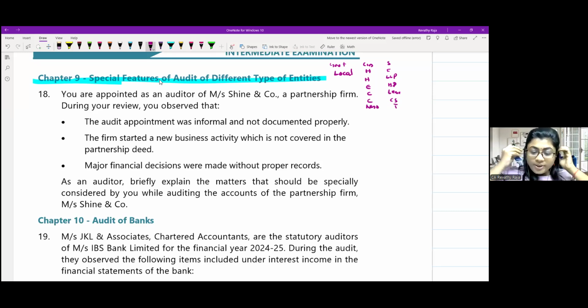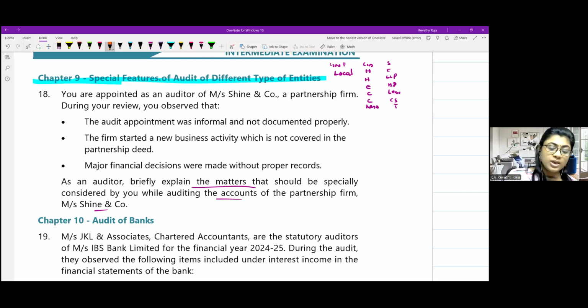You are appointed as the auditor of Shine and Co., a firm. During your review, you observed that the appointment was informal and not documented. The firm started a new business activity which was not covered. Major decisions were made without record. As an auditor, briefly explain the matters you should especially consider while auditing the accounts of the firm.